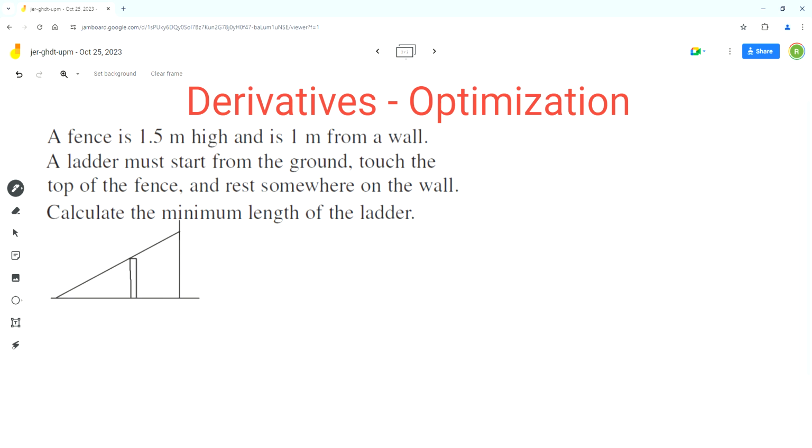So let's start by labeling this diagram. So this is the wall, that's the fence, and that's the ladder. As per the problem, the fence is 1.5 meter high and the distance between the fence and the wall is 1 meter.